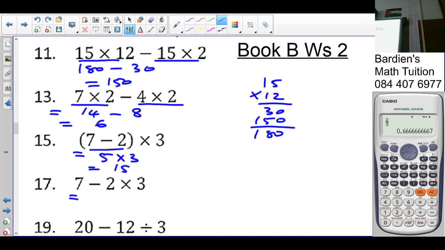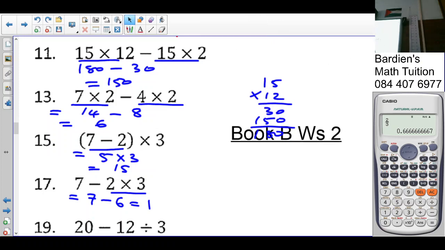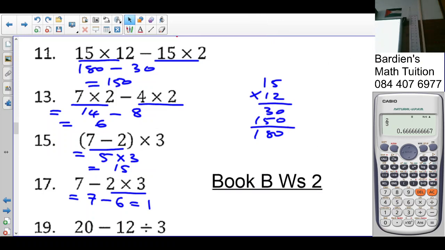What must be done first? Multiplication. According to BODMAS, multiplication first. So 7 minus 2 times 3: 2 times 3 is 6. 7 minus 6 is 1. Any confusion at this point? No. Okay.